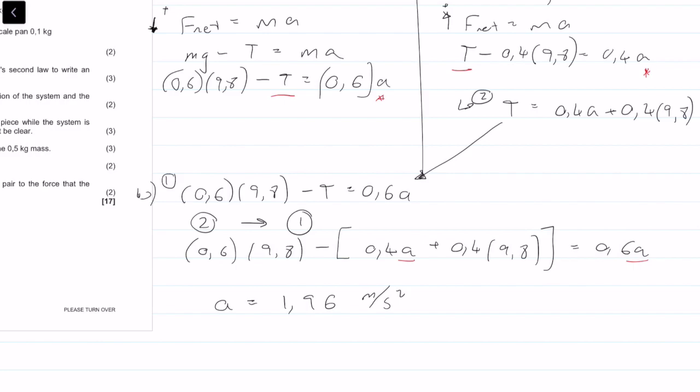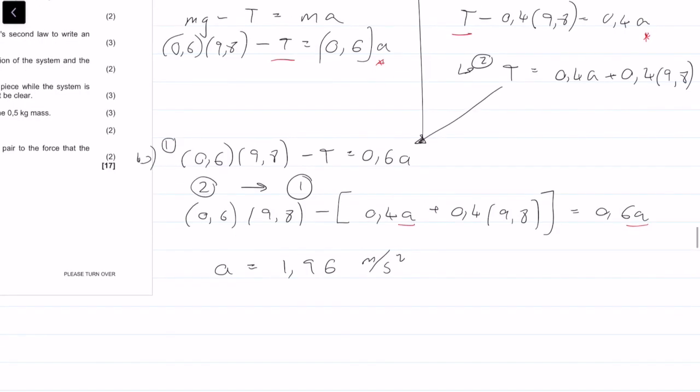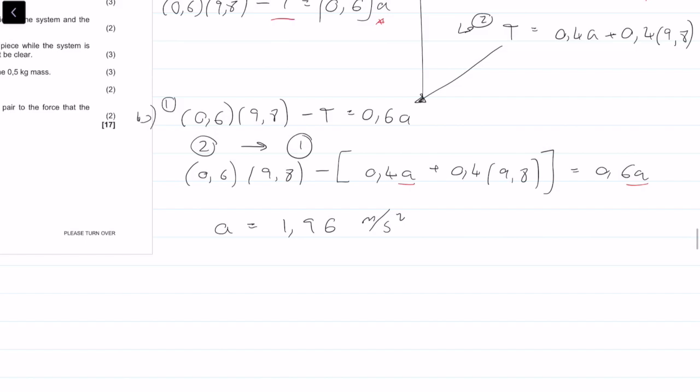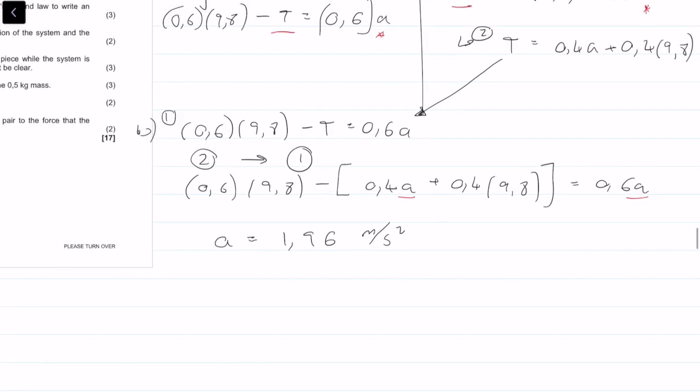Now that we know a, we can just substitute it in. So looking at equation 1, we can say that 0.6 times 9.8 minus T is equal to 0.6 times a, which we just calculated as 1.96.